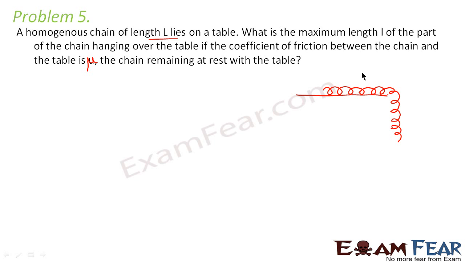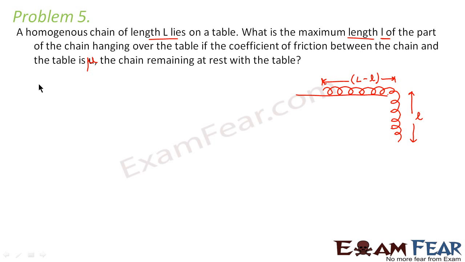Now the entire length of the chain is capital L. And the question asks what is the maximum length, small l, of the part of the chain that is hanging over the table. Let us suppose the part of the chain which is hanging down the table is small l. If the part which is hanging down is small l, and the total length of the chain is capital L, then the length of this part would be capital L minus small l.